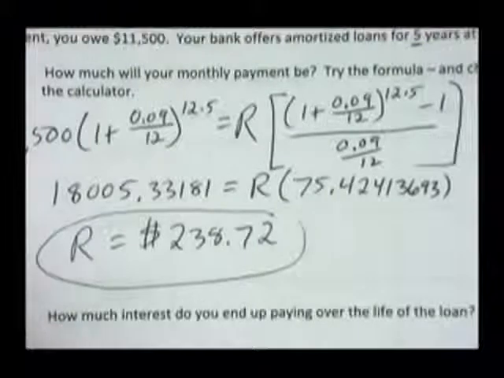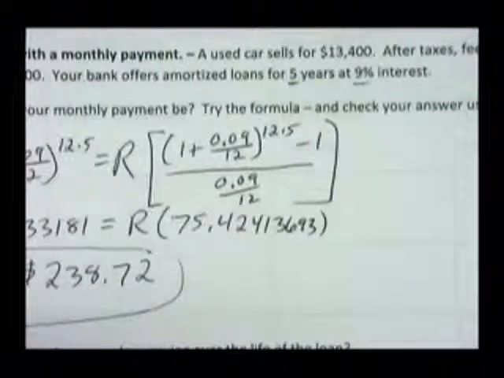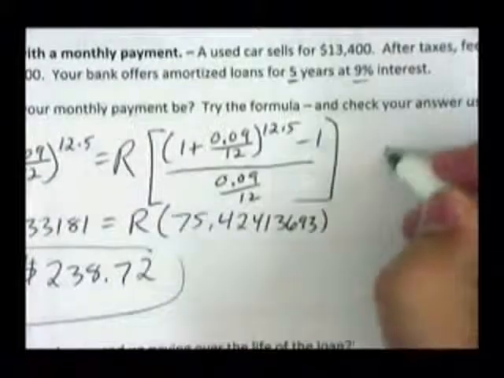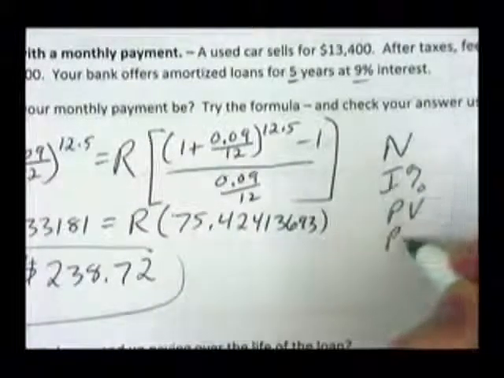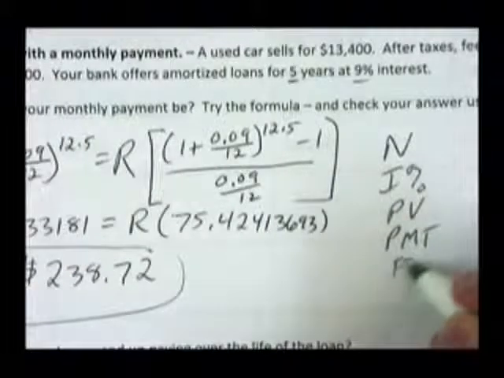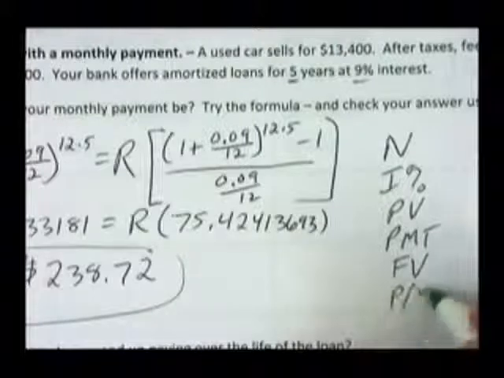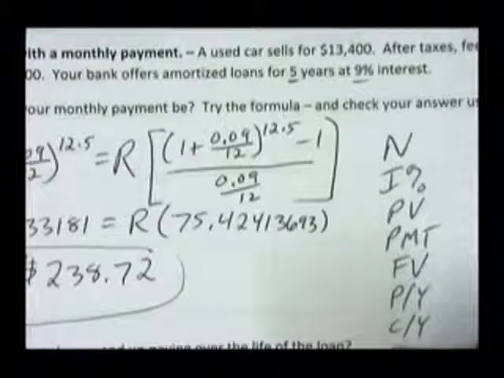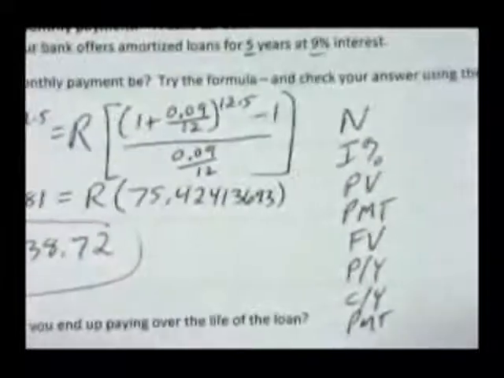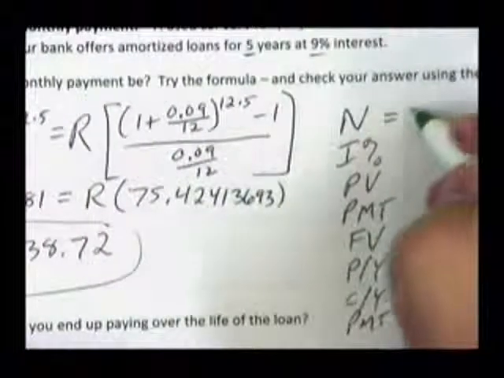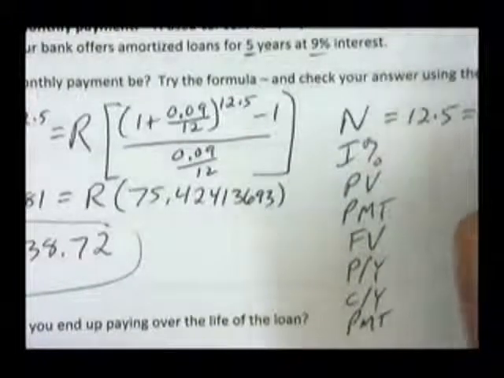Now let's see if we can do that using the TVM solver. So I'm going to write down what my pieces of the TVM solver are. I have N, I%, PV, PMT, FV, P/Y, C/Y, PMT. Okay. So my number of payments, that's going to be 12 times 5, which is 60.